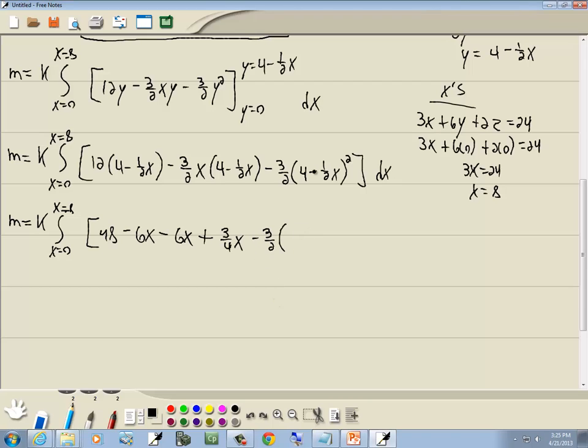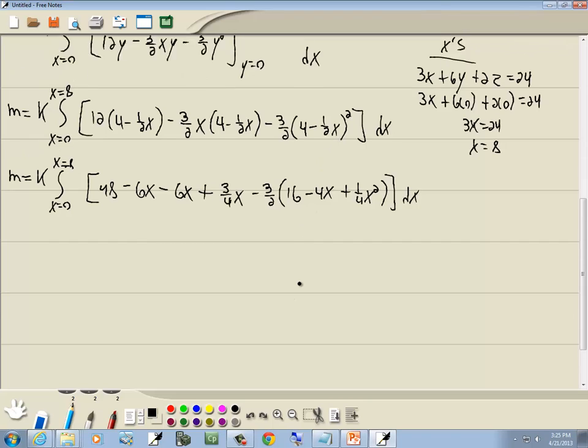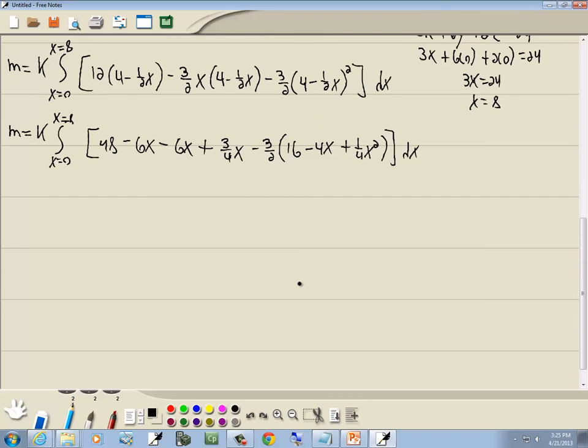3/2. And square this, that gives us 16. 4 times negative 1/2 is negative 2, so that gives us negative 4x plus 1/4 x squared. Almost screwed that up. Let me double check myself then. You can see why they just ask you to find one little piece of this, because these are not horrible, but they're kind of long, so easy to make a mistake too.